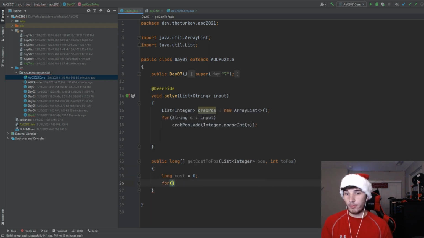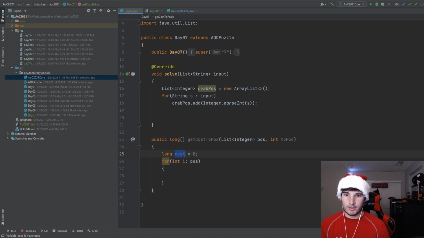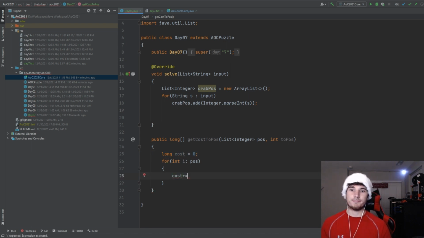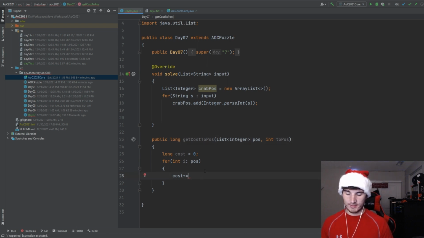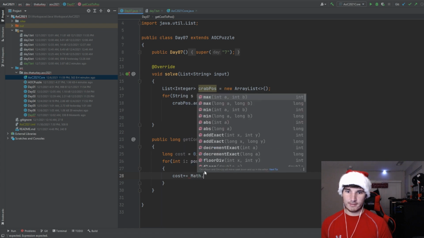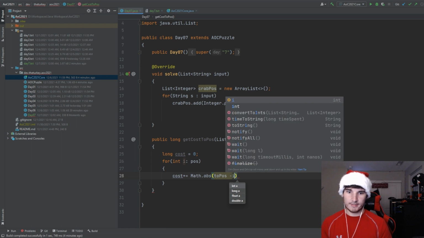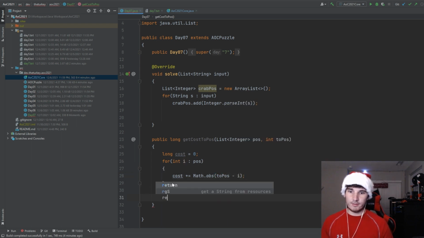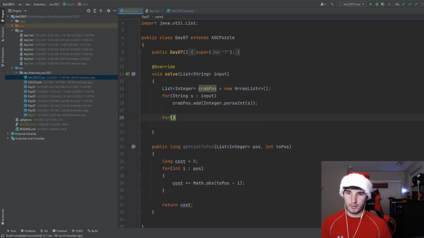Basically go through all of the crab positions and just do cost plus equals. Actually, this can just be a long. Cost plus equals Math.abs of position minus i, and then return cost here, and we just want to find the least.